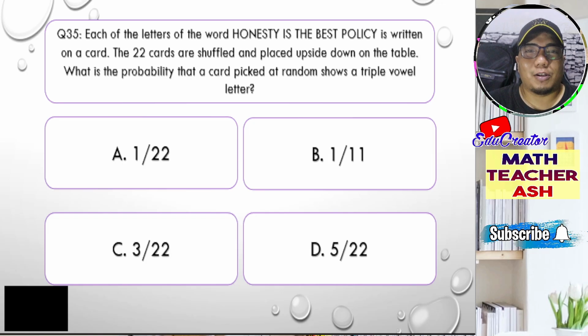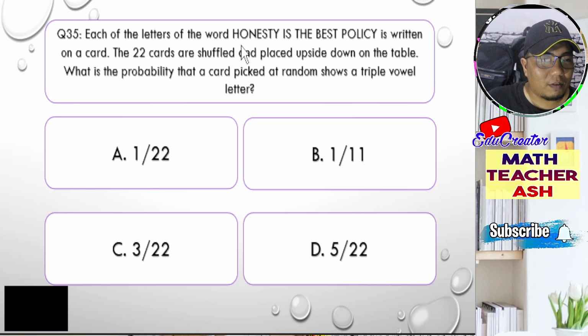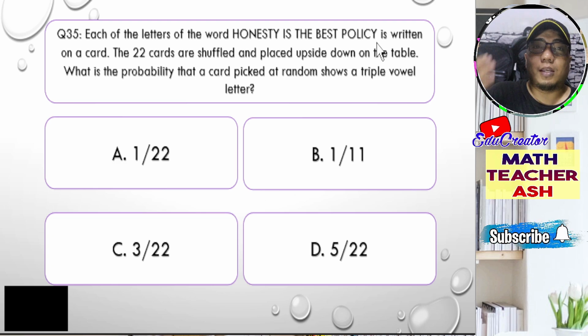Okay, my dear math learners, the focus here is a vowel that repeated 3 times. So let's check on the vowels. O, only twice. E, okay, E is 3 times. I, twice. We talked about that already. I think there is no other vowel letter here. So there is only letter E.